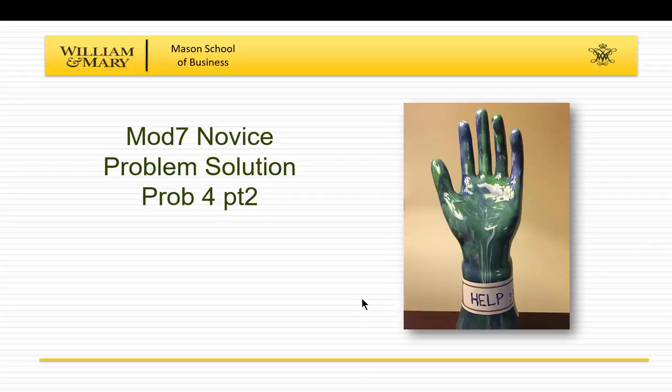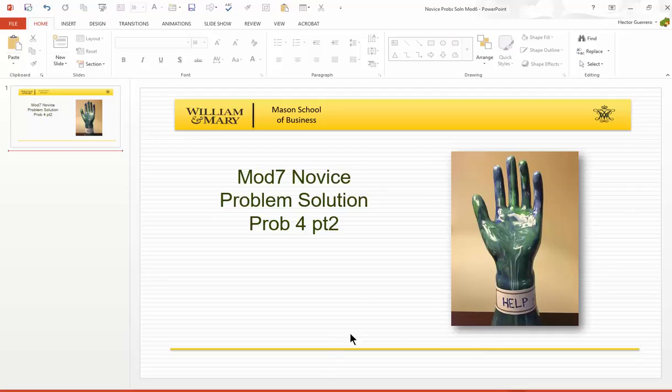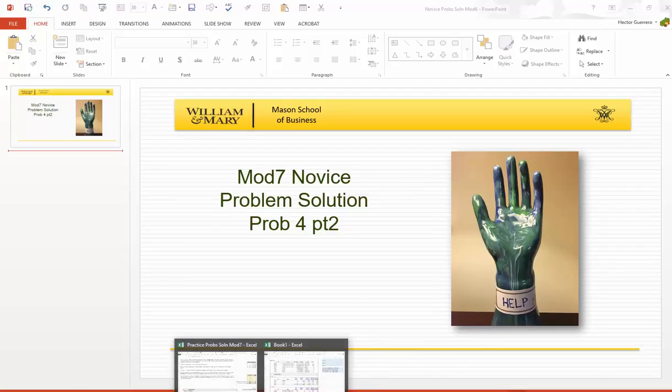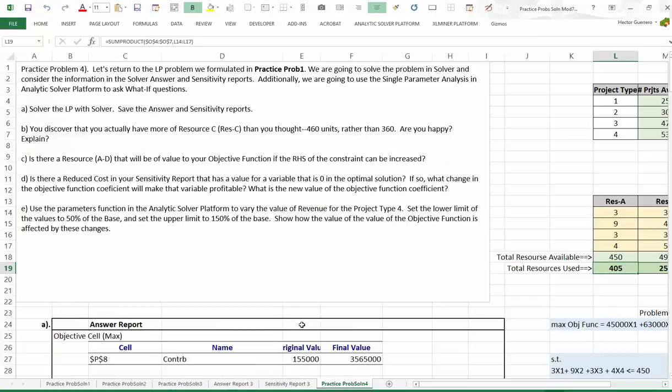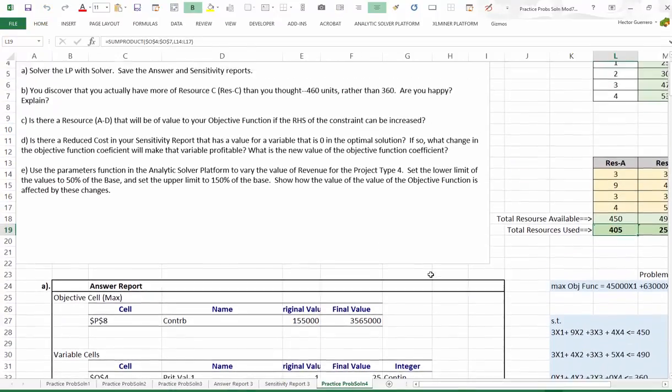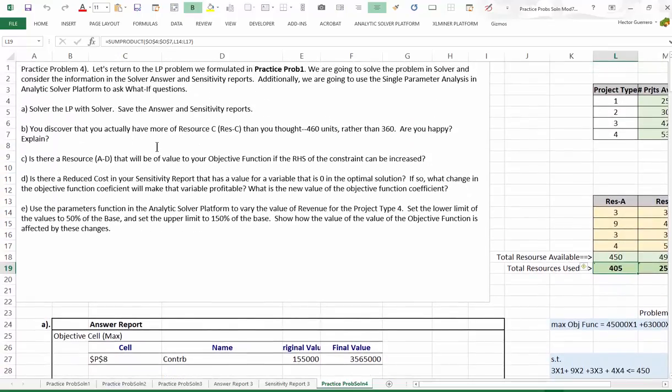We're doing part 2 of problem 4 in Novice Workbook Mod 7. Again, we're working with optimization, and what we want to do now is answer some sensitivity analysis questions related to problem 4. So let's go back to our problem, and I'd like to deal with questions B, C, and D.